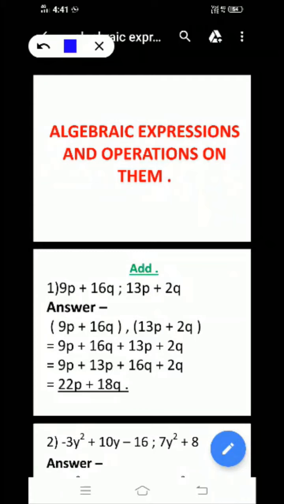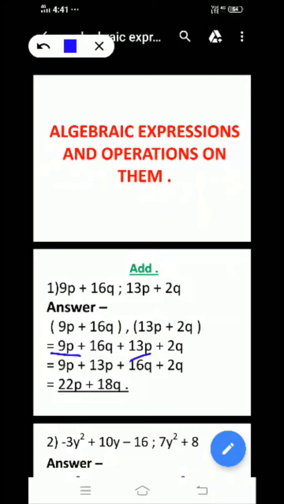If there are two sums, two brackets, suppose 9p plus 16q and 13p plus 2q. Here you have to add both the terms, both the algebraic expressions: 9p plus 16q plus 13p plus 2q. That means you have to collect the like terms. First you have to collect the like terms.